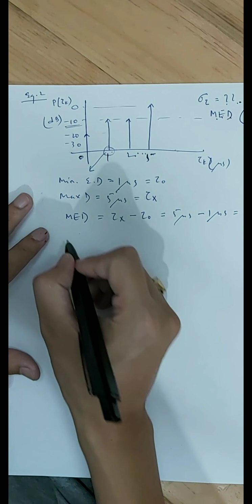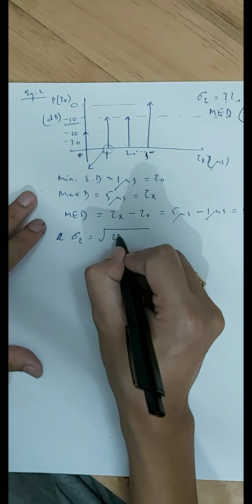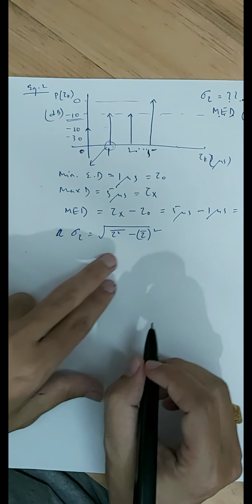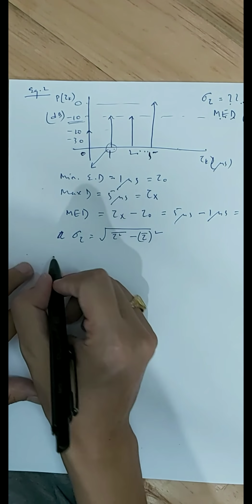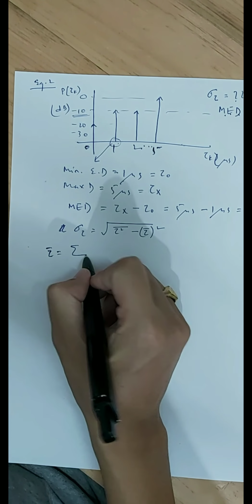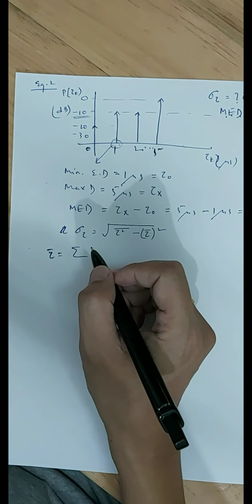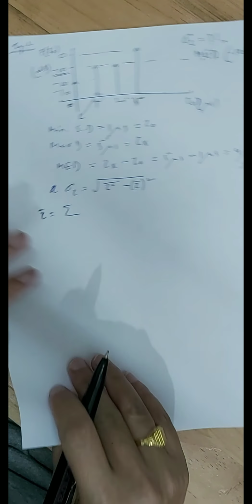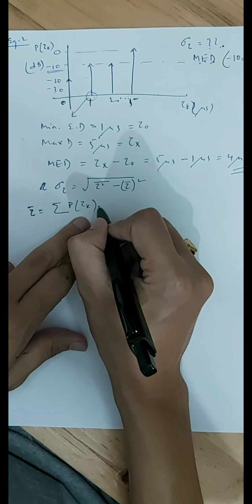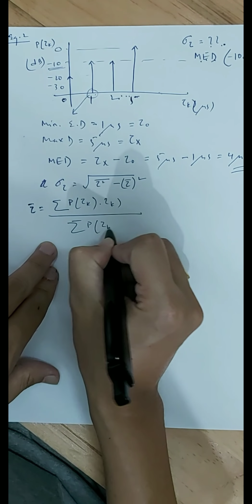Now what about your sigma tau, root of tau square bar minus tau bar whole square? Okay, now how to find tau bar? Summation of p tau k into tau k divided by summation p tau k.